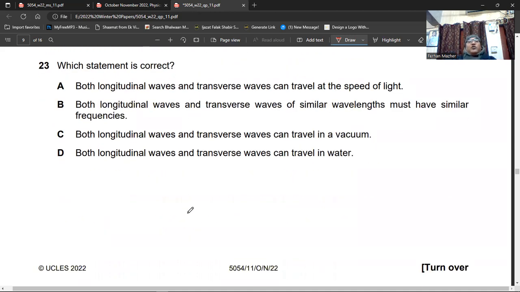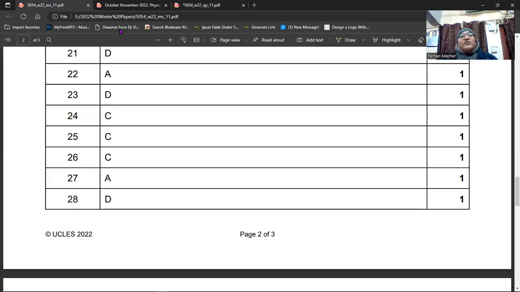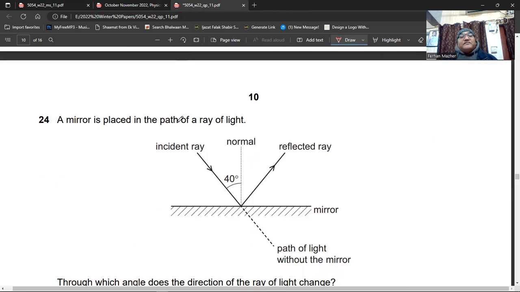Which statement is correct? Both longitudinal waves and transverse waves can travel at the speed of light. That's wrong. Both longitudinal waves and transverse waves of similar wavelengths must have similar frequencies. I don't know. No, I don't think. Both longitudinal waves and transverse waves can travel in a vacuum. That's totally wrong. Both longitudinal waves and transverse waves can travel in water. That is true. Both kinds of waves can travel in the medium of water. Question number 23, D is the right choice, sir.